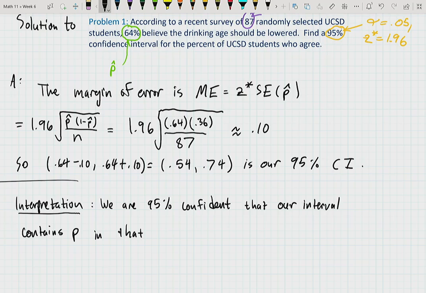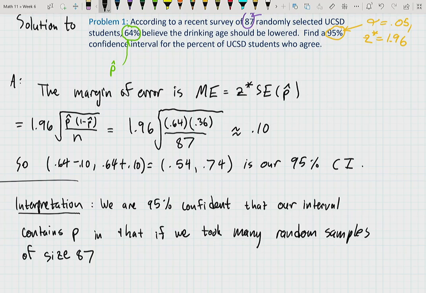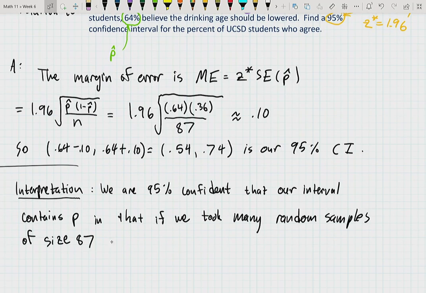It means that if we repeated this sampling procedure many times over, and we took a whole bunch of different samples of size 87, then what? 95% of the confidence intervals that we generate from this process would contain the true population proportion.